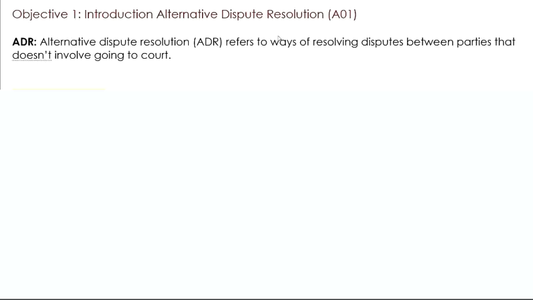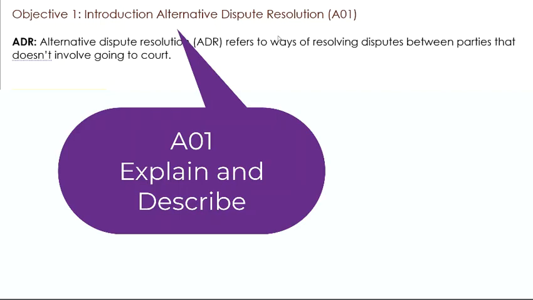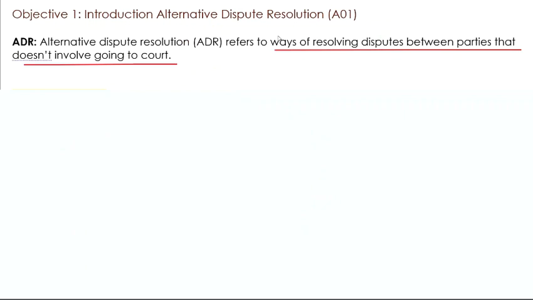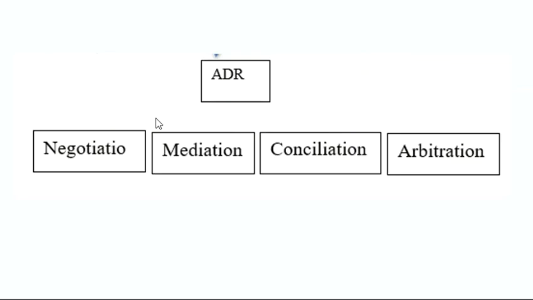So let's get started with our first objective, and that is to explain and describe what it is to have an alternative dispute resolution, or ADR. An alternative dispute resolution refers to a way of resolving a dispute between parties that doesn't involve going to court. So that means we don't go to a judge, we don't sue someone, we try to find a way of fixing the problem and solving the dispute without involving the courts.